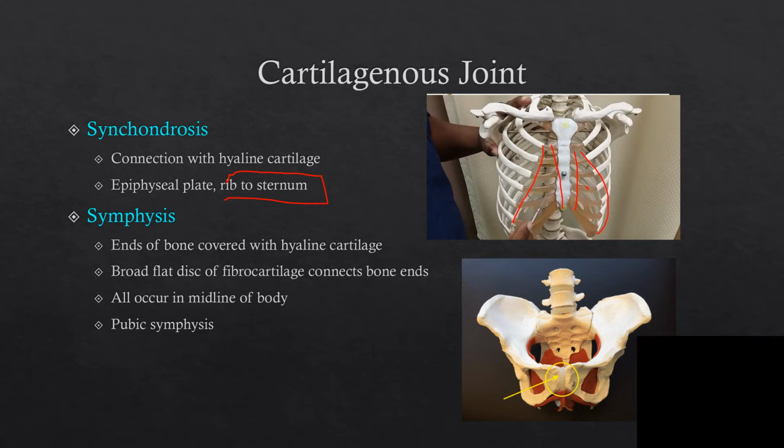A symphysis is where the ends of the bones are covered with hyaline cartilage, and there is no motion at all. There's a flat disc of fibrocartilage that connects the bone ends, and again, right here is where I had that pubic symphysis. So this would be the pubis right here. Here's the pubis on this side, and right in the middle of this area is a disc of cartilage that holds it together, and that would be called a pubic symphysis. So a symphysis is that disc of cartilage that holds two bones together, and that's what we see there.